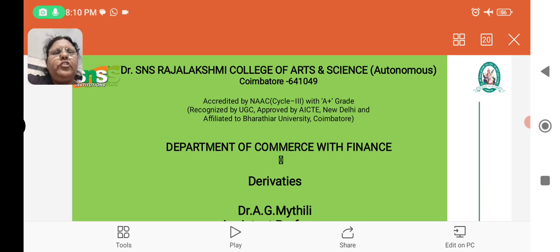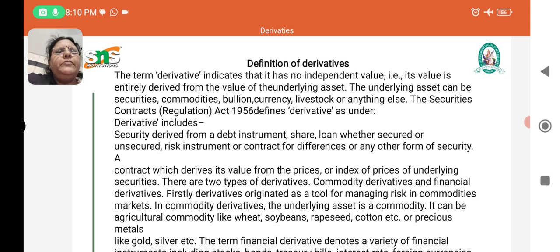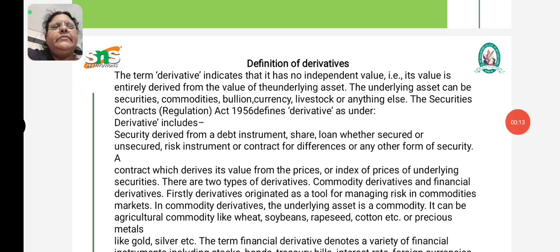In this video, we are going to see about derivatives. So, what do you mean by derivative? The term derivative indicates that it has no dependent value. Its value is entirely derived from the value of the underlying asset. The underlying asset can be a security or a commodity, a bullion, currency, livestock, or anything else.